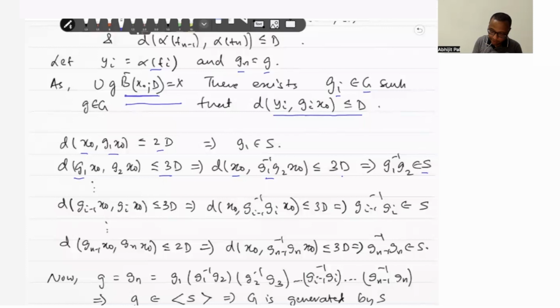Similarly, for this i, which is less than n, the distance between G_{i-1} X naught and G_i X naught will be less than or equal to 3D. So the distance between X naught and G_{i-1} inverse G_i X naught will be less than or equal to 3D. So this will imply that the group element G_{i-1} inverse G_i will belong to this set S. And when i is equal to n, the distance between G_{n-1} X naught and G_n X naught will be less than or equal to 2D. So this will imply that this group element G_{n-1} inverse G_n belongs to S.